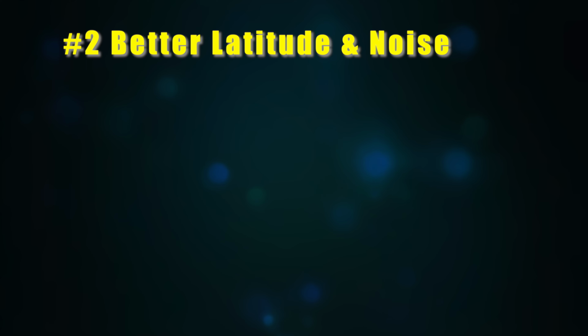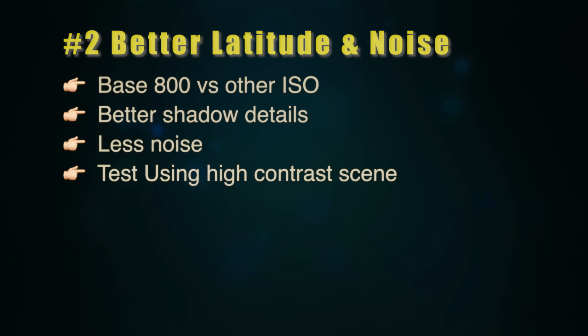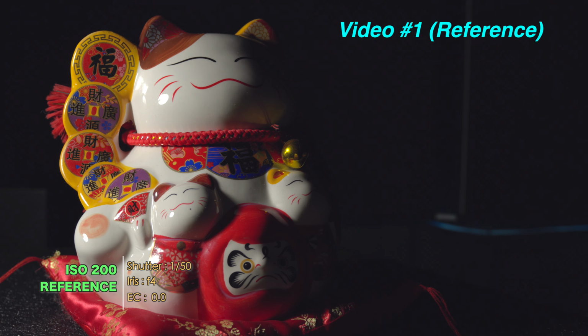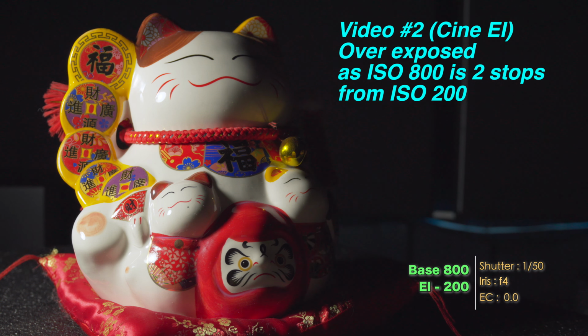Claim number 2. Shooting at base ISO is better at retrieving shadow details and less noise. I set up a high contrast test scene to simulate the shadow detail retrieval. First comparison, using base ISO 800. The reference video is properly exposed at ISO 200, shutter speed 1/50th and iris f4. In the Cine EI mode, the base ISO is 800 and EI 200, the shutter speed and iris remained unchanged. The metering shows the footage is properly exposed while the reality is the shot is effectively overexposed by 2 stops.